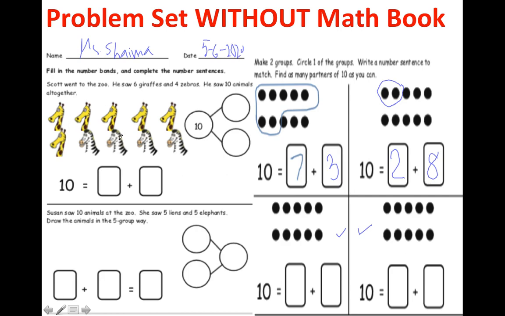And over here, I'm going to read the direction to you and you guys will be able to do it on your own. It says, Scott went to the zoo. He saw 6 giraffes and 4 zebras. He saw 10 animals altogether. So with that information, you have to fill out your number sentence and your number bond. And let's move on to the next slide.